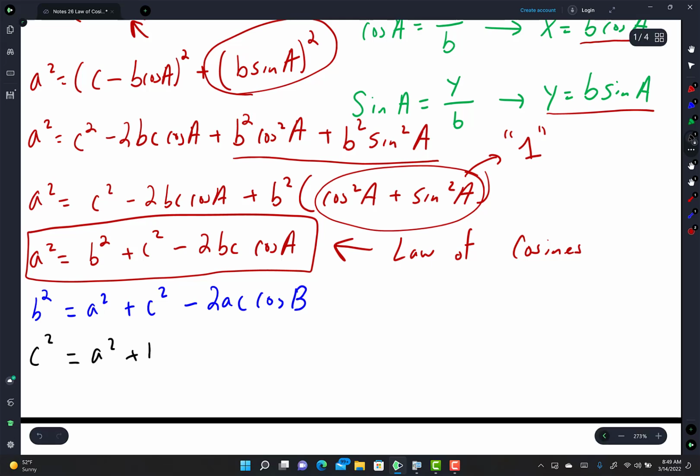A squared plus b squared minus ab, okay. Cosine. C. Perfect. All three of those are law of cosines. It doesn't matter. There it is. You just need two sides and an angle, and you can figure out another angle or the other way around. And that's it, guys. That's it. Now we're just going to use this formula over and over again.